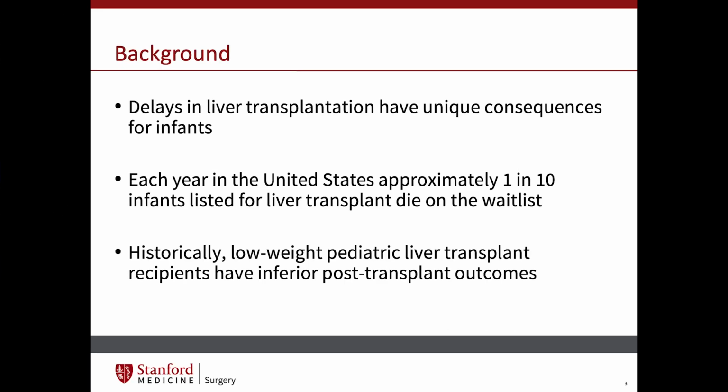So delays in liver transplantation have unique consequences for waitlisted infants that include long-term impairments in neurocognition and growth during a critical phase of development. And despite efforts to improve the pediatric priority in liver organ allocation, infant pediatric candidates remain very disadvantaged because of the lack of size-matched donors. Each year in the US, 1 in 10 infants listed for liver transplant will die on the wait list. And when they do receive a liver transplant, infant recipients historically have worse post-transplant outcomes compared to their older pediatric counterparts.